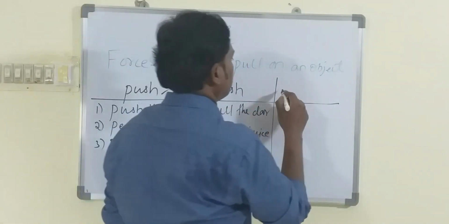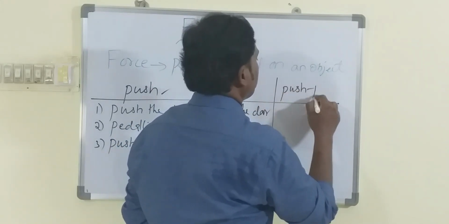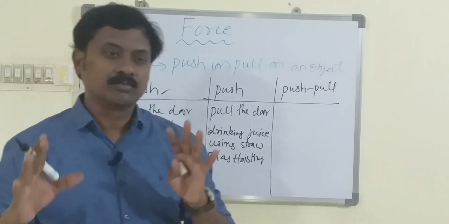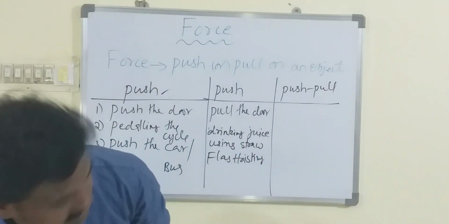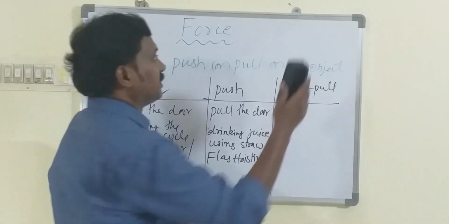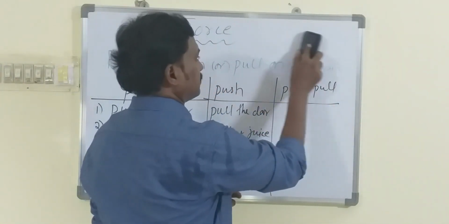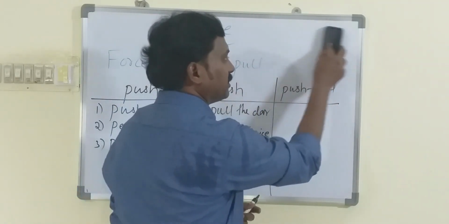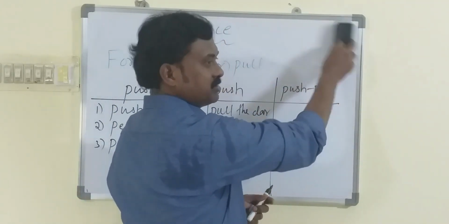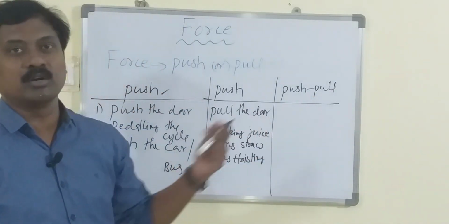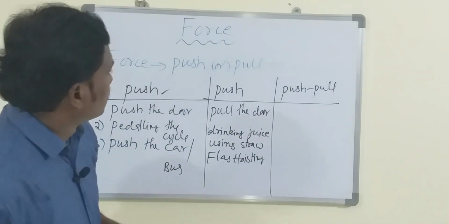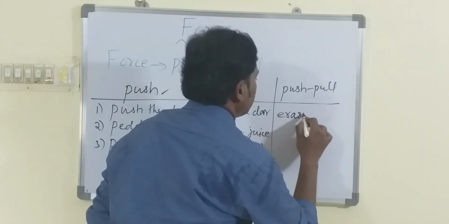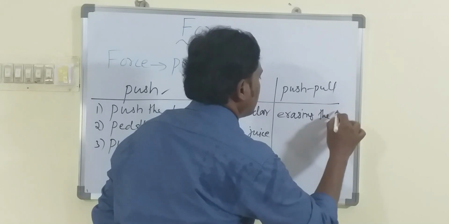Now let me write. There are some examples where we have to use both, that is push and pull. For example, see children, if I want to rub anything, just I have to see this. As I am bringing here, this is pull and this is push. Pull, push. So with just one, I can either push or pull, I cannot do that one. Okay. So erasing the board.